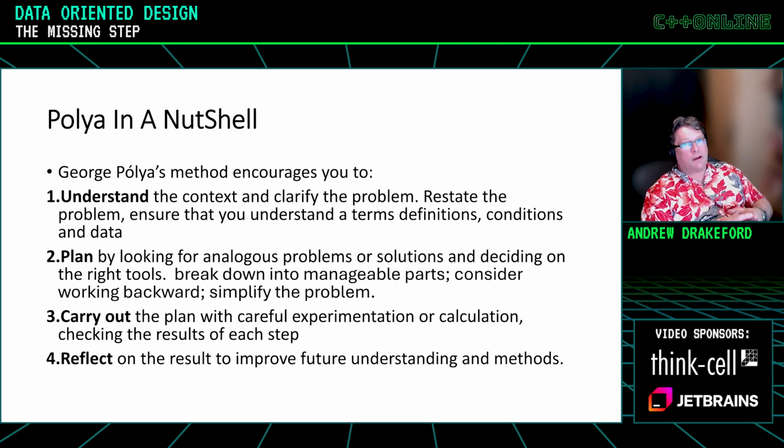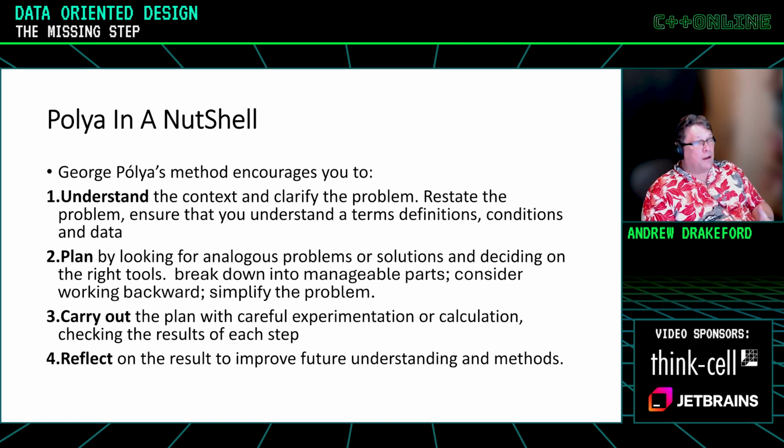In the book, Pólya explains his approach to problem solving. It's a four-stage process. First of all, you have to understand the problem. You have to clarify the problem. You can restate the problem, ensure that you understand all the terms and definitions and conditions, understanding the data. Now that sounds quite a lot like Mike Acton to me. I think Mike Acton really did part one, understand the data. And this is just adding a bit more support into solving the actual problem.